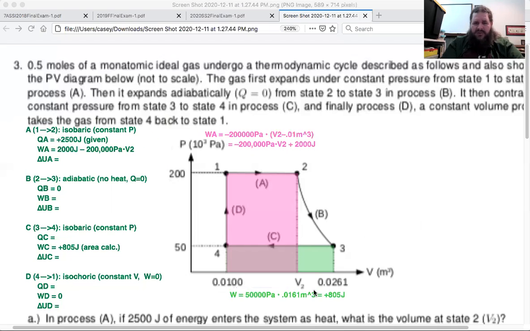The 0.0161 meters cubed in the work for C was from subtracting the volumes. So for process C, we had a final volume and an initial volume. So final minus initial would be 0.0161. Any other questions on that so far?